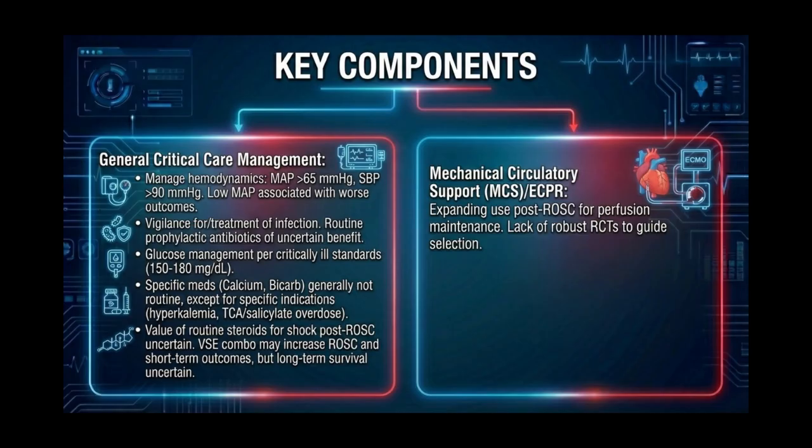The application of mechanical circulatory support, including extracorporeal membrane oxygenation, is expanding for patients after return of spontaneous circulation in order to maintain organ perfusion. There is a lack of robust randomized trials available to guide patient and device selection during the post-return of spontaneous circulation phase. Trials specifically evaluating extracorporeal cardiopulmonary resuscitation for refractory cardiac arrest, in which return of spontaneous circulation is not achieved through standard efforts, have yielded mixed results and presented various limitations.